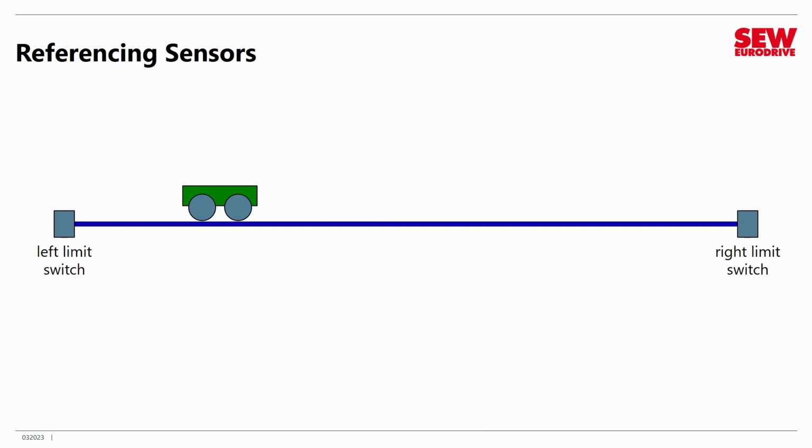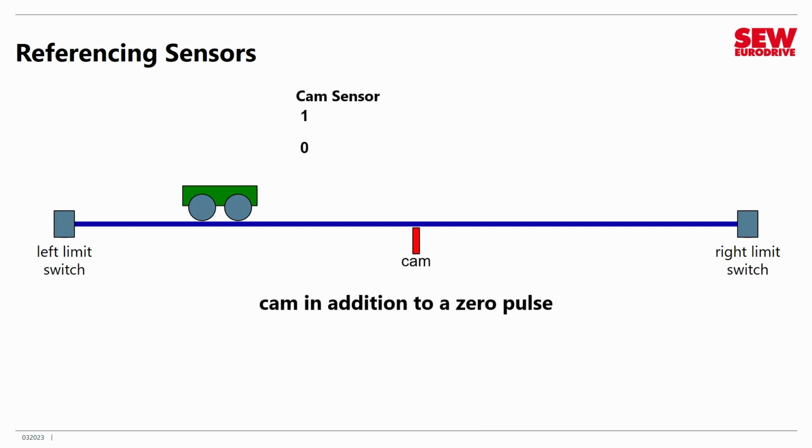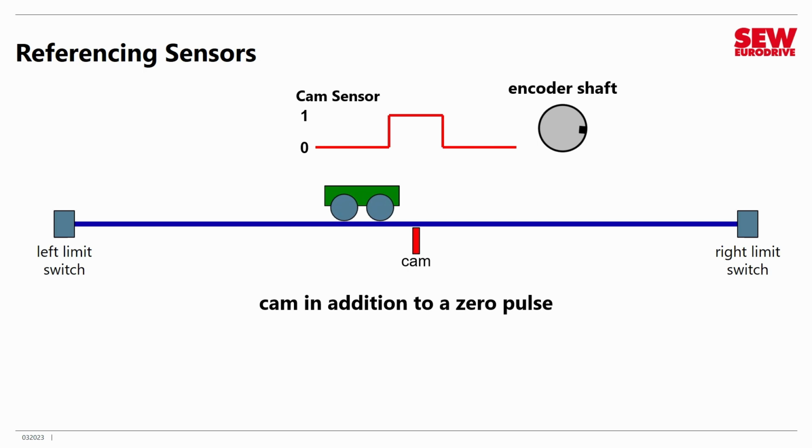We can also use it with the zero pulse if our encoder is equipped with it. Here's an example of using the cam plus the zero pulse. We move to it, we touch it, goes high, we back off till it goes low, then we keep moving until we get the next zero pulse, and then we stop. That causes us to move a little further in most cases. That just puts the encoder in that known position. That's an option that may be available as well.